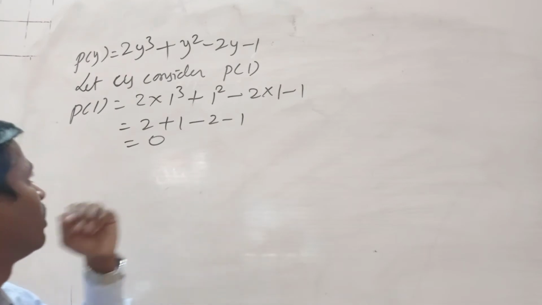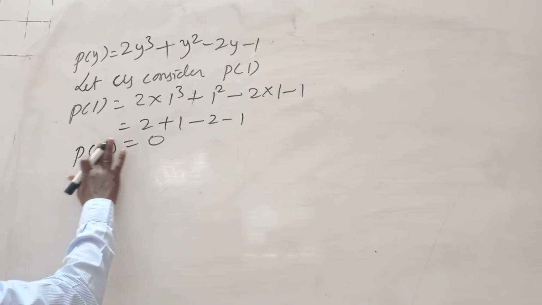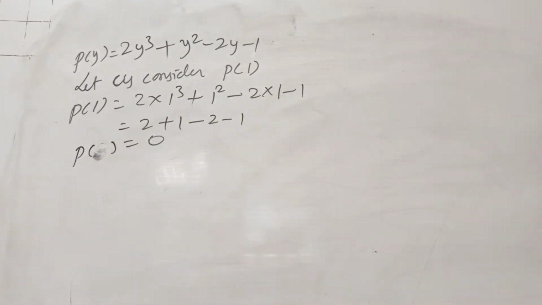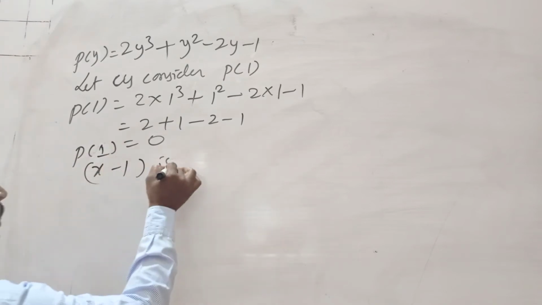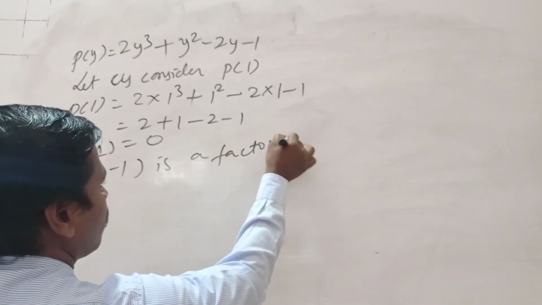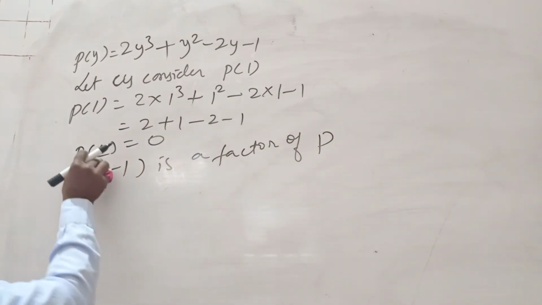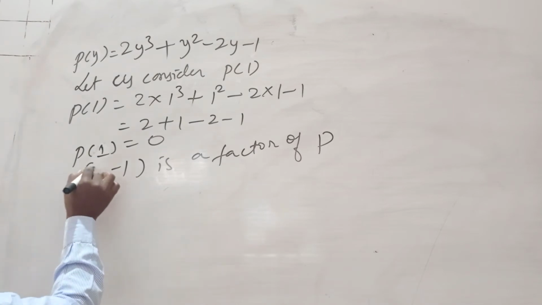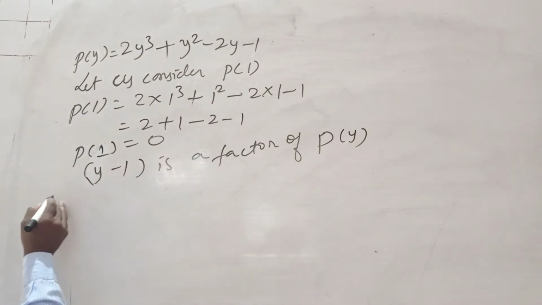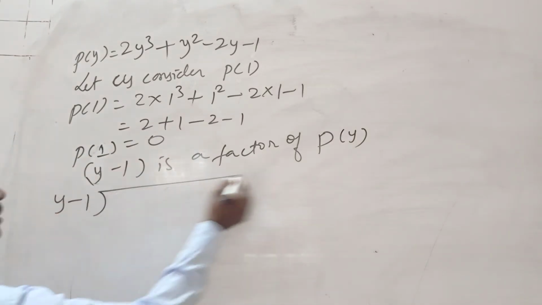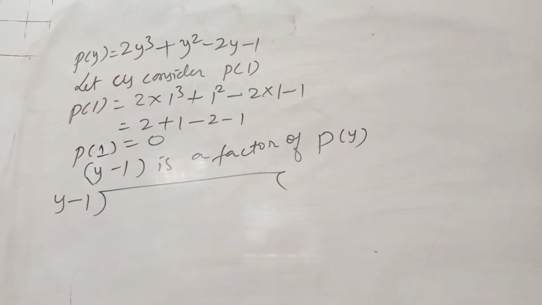In this case, what we will do? P of 1 equal to 0. Therefore, y minus 1 is a factor of p of y. Now, we will divide this polynomial by y minus 1. We will divide the given polynomial by y minus 1 because it is a factor.